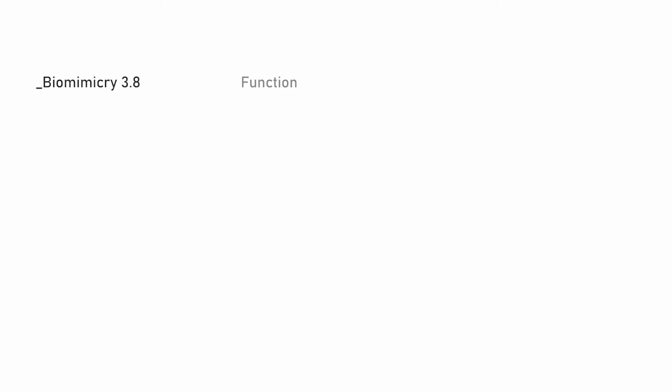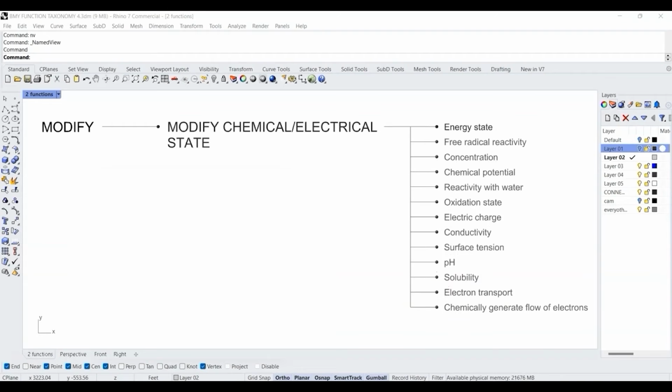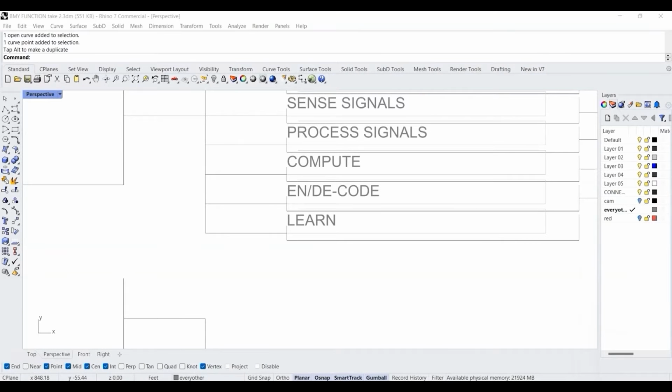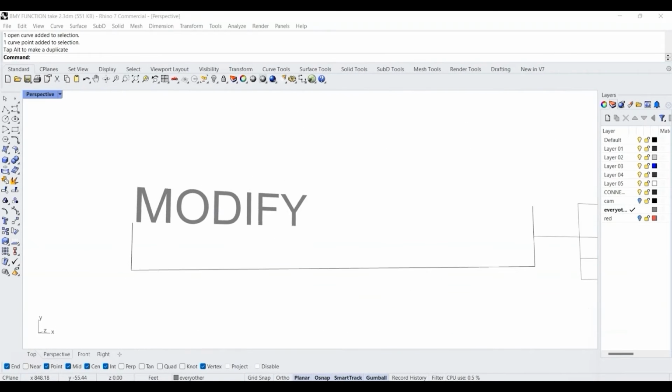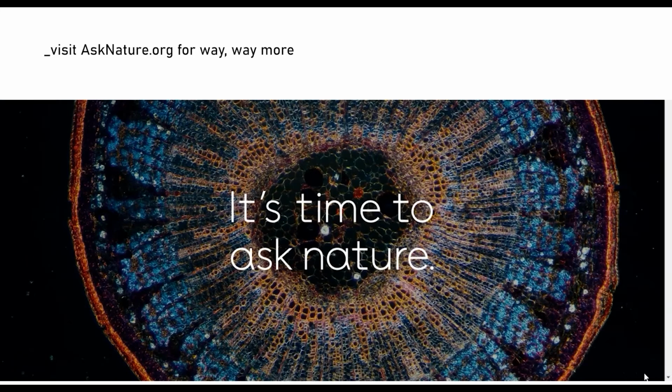A great resource for functions is Biomimicry 3.8's Taxonomy of Functions. It's a translation tool for designers to help them move from what they'd like their design to do to a language that's a little closer to biological texts, words, phrases, or ideas to help them comb through research describing biological systems. If you want to explore this taxonomy, if you want to explore nature from a designer's perspective or understand better all the hidden functions and the beauty of nature all around us, you can visit asknature.org.